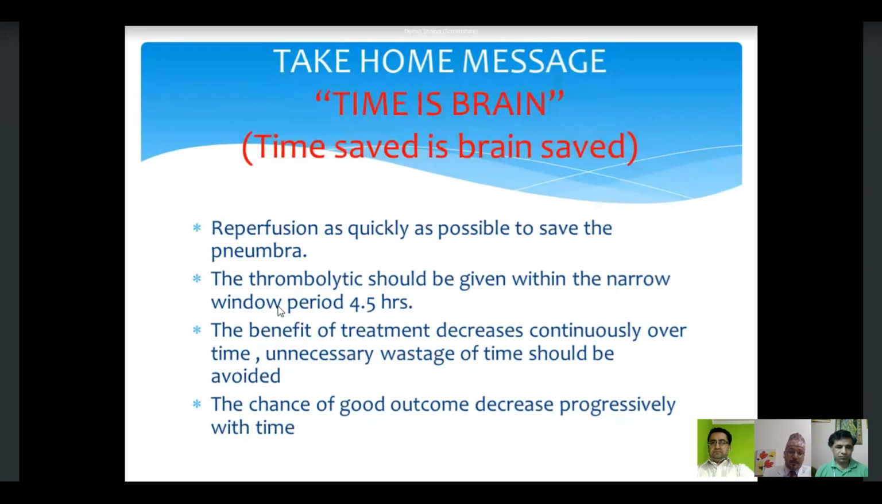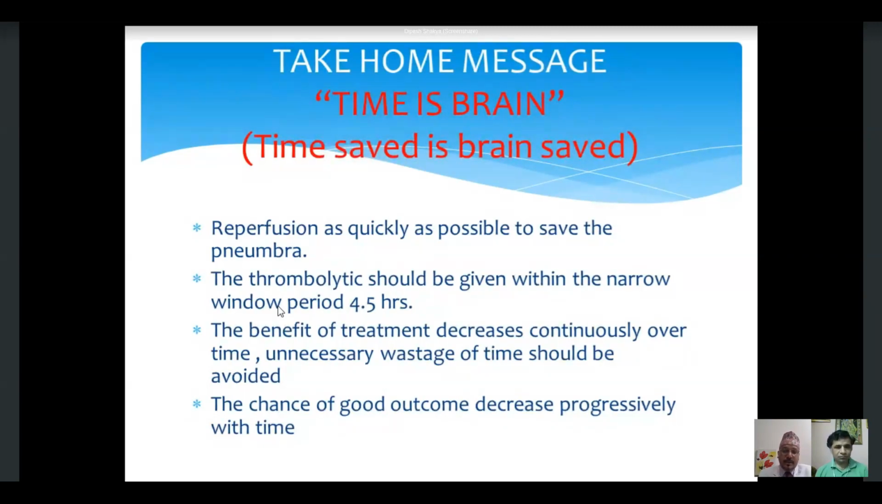Even if we give thrombolytic therapy, we do a CT angiography, and if the patient shows a large vessel occlusion, we plan for thrombectomy. We will not wait for improvement after thrombolytic therapy. We take the patient directly to thrombectomy without wasting our time. So there is no place for wasting time in case of ischemic stroke. The chance for good outcome decreases progressively with time. So time is brain.